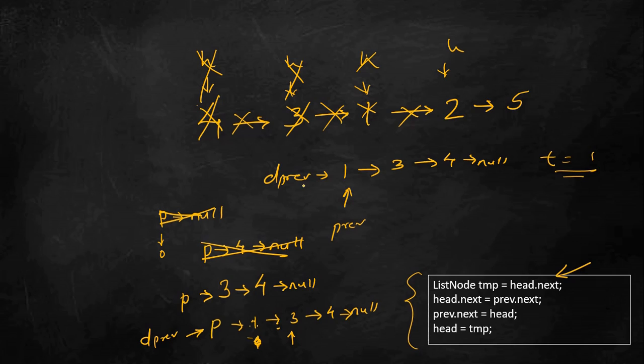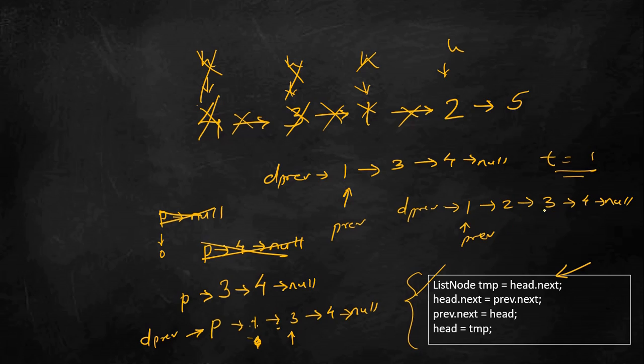So I am having a dummy previous pointer whose next is 1, and previous is at 1, and previous dot next is 3. So I am checking whether head is less than previous dot next. Yes, so my previous dot next will be equal to head, so it will be the same logic. After this, the dummy previous is pointing to 1, which is pointing to 2, which is pointing to 3, which is pointing to 4, and then it is null. And my previous is still pointing here.